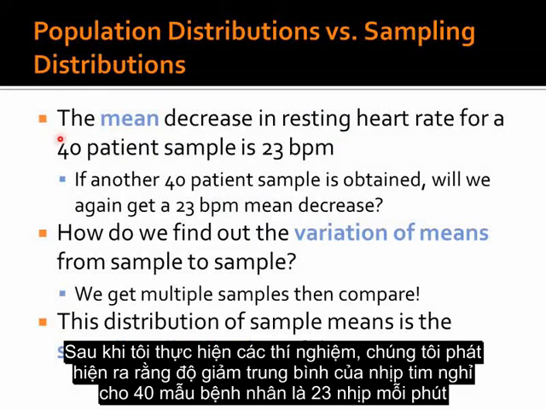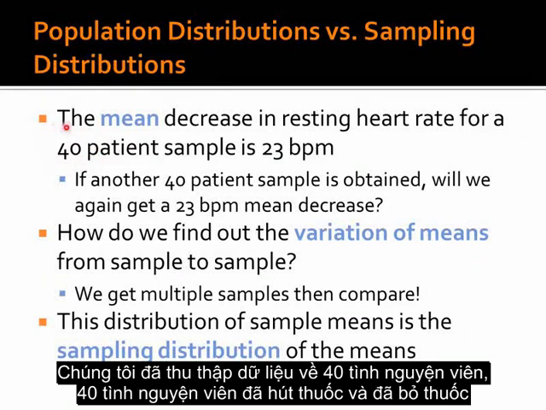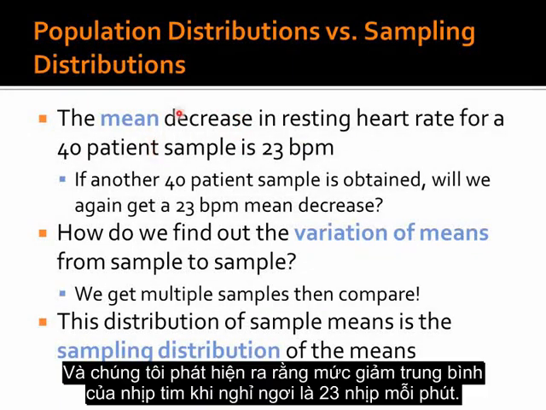After I carried out the experiments, we discovered that the mean decrease in resting heart rate for the 40 patient sample is 23 beats per minute. Now remember what we're trying to do here. We've collected data about 40 volunteers who smoked and then quit smoking. So we measured their heart rates before and after they quit. And we discovered that the mean decrease in their resting heart rate is 23 beats per minute.